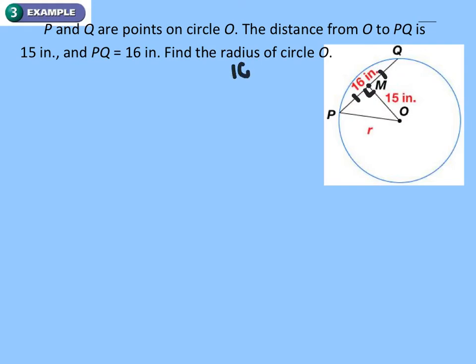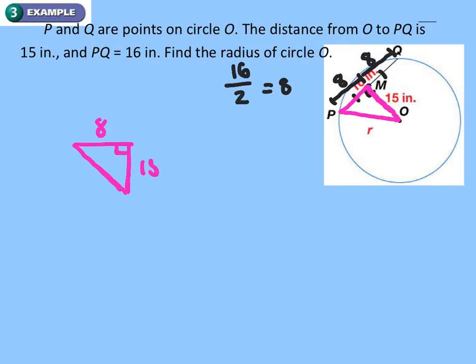So if I took the 16 and split it in half, that would give us a value of 8, meaning that this length is 8 and this length is 8. And now, if I want to solve, I have a right triangle as shown here. So if I redraw my right triangle, I have 8, 15, and r. And whatever's across the right angle has to be that value of c. So in this case, it's going to be r.